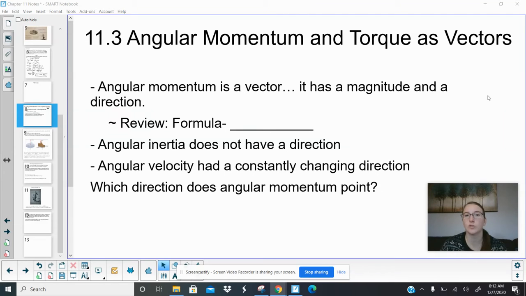Okay, so we're going to look at angular momentum and torque as vectors today. We're going to go back and forth between momentum and torque, but they work very similarly. So angular momentum we know is a vector. It has magnitude and direction. We know that means vector.